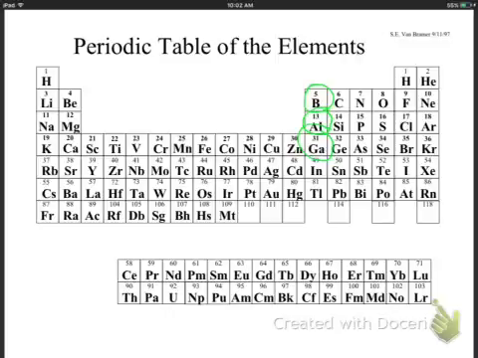What is it? Gallium. Calcium we would expect to be larger than gallium because it's in the same period, but it's further over towards the alkali earth metals. So calcium would be our last one.